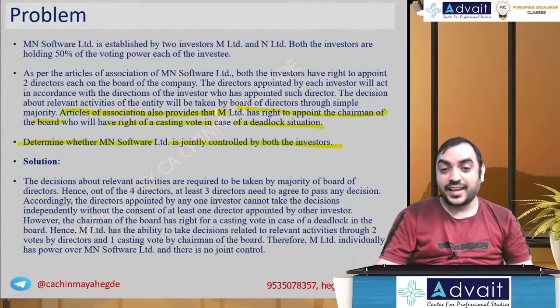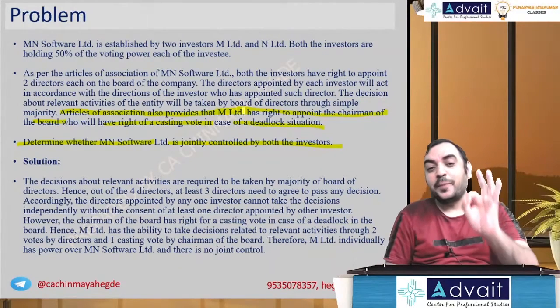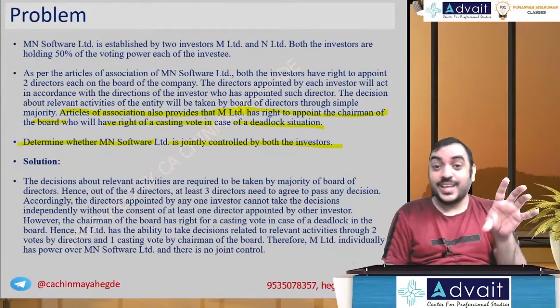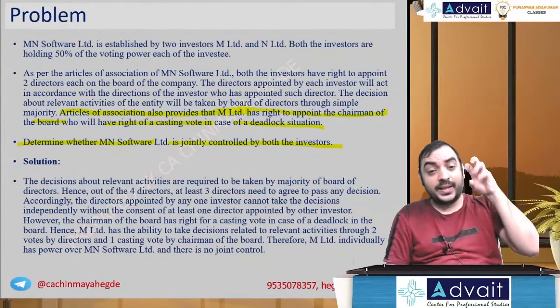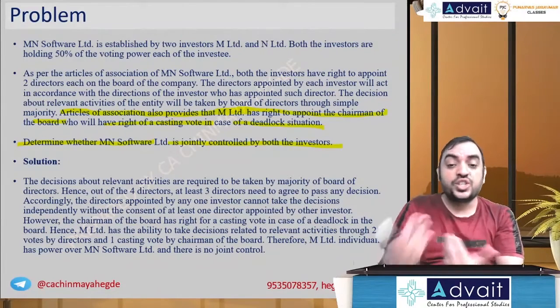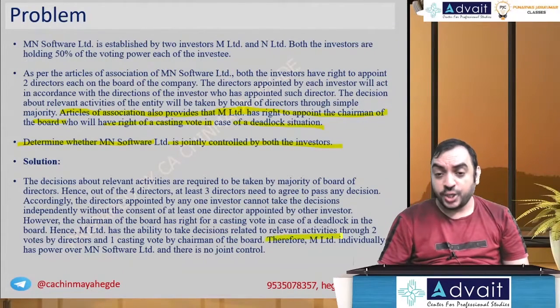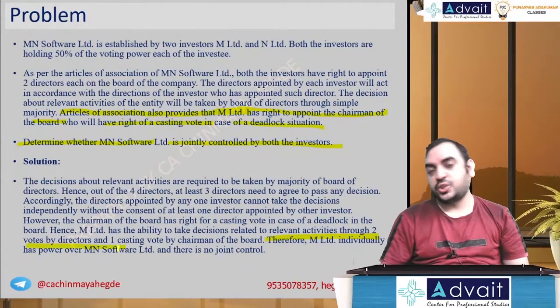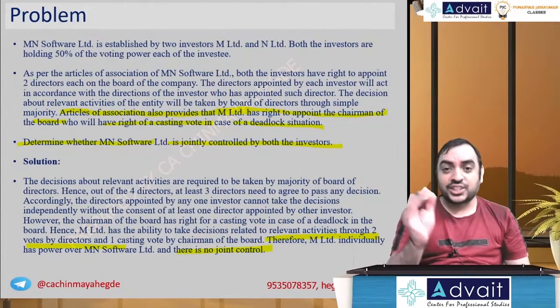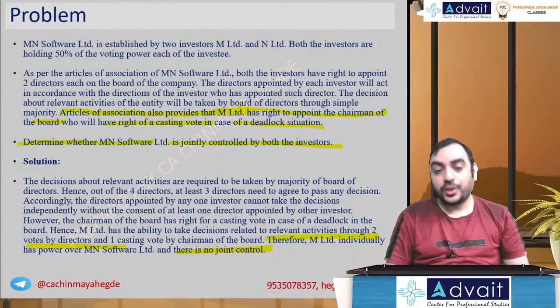M Limited can appoint, which means M Limited, without the consent of the other, can take the decision. M Limited can make 2 votes out of 4, and then the casting vote, which means M Limited individually has power over MN Software Limited. There is no joint control. The extra catch is the casting vote.